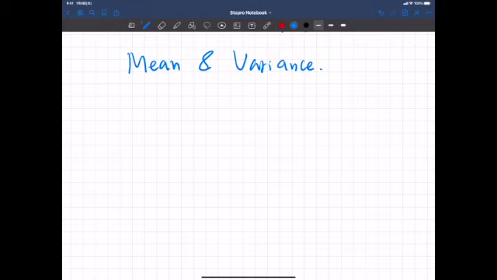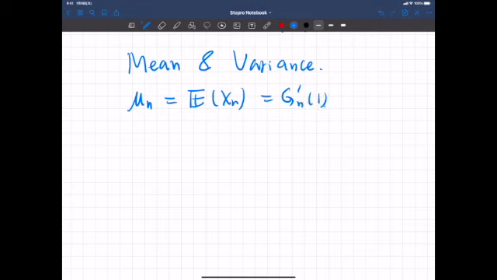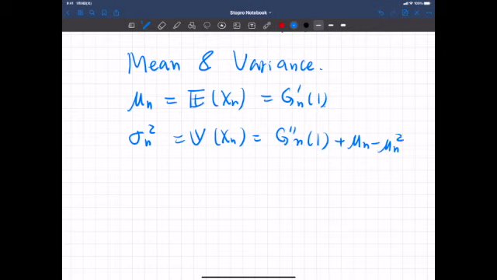Now that we have the probability generating function, we should be able to calculate the mean and variance of the population size of any generation. In general, we have this formula for calculating the mean and variance using the probability generating function. So the mean is given by the first derivative, and s is substituted with 1, and the variance is given by using the second derivative and the mean. So these are just the general formula involving the generating function.